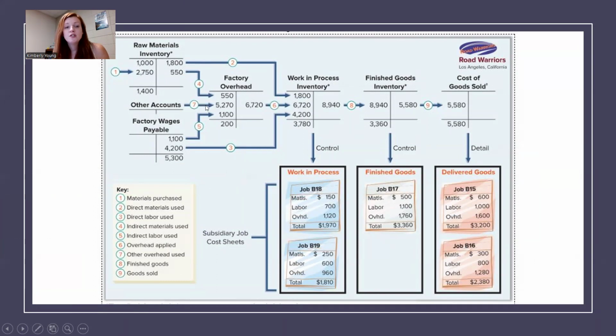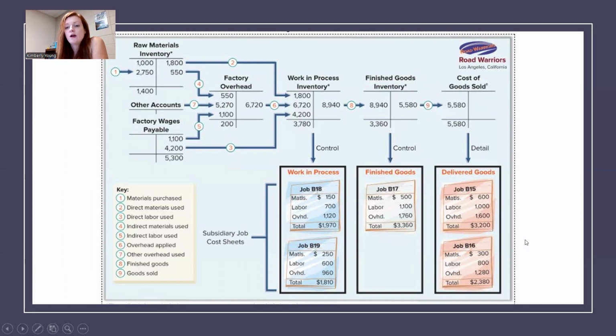The other accounts, the depreciation, insurance, all those went into factory overhead before they moved to work in process. And then we had our indirect labor that made a pit stop in factory overhead. And then we have our direct labor that went straight to work in process. All of that was used in work in process. As we finished some of those, we completed some of them, they moved to finished goods sold. The ones that we actually delivered to the customers went to cost of goods sold.